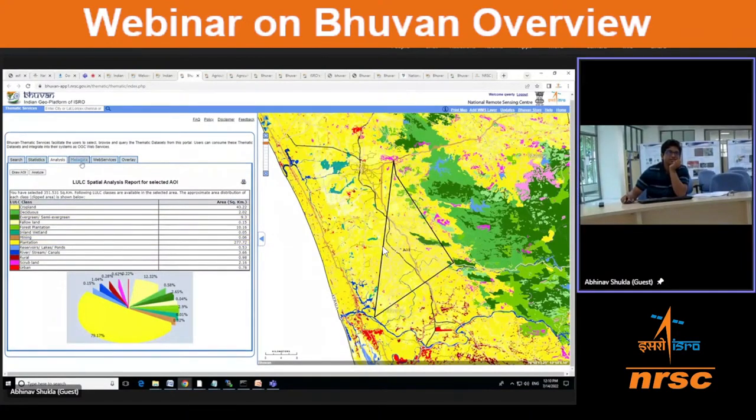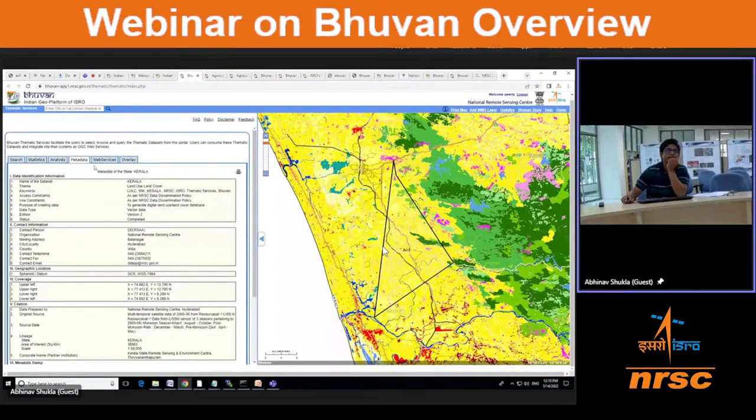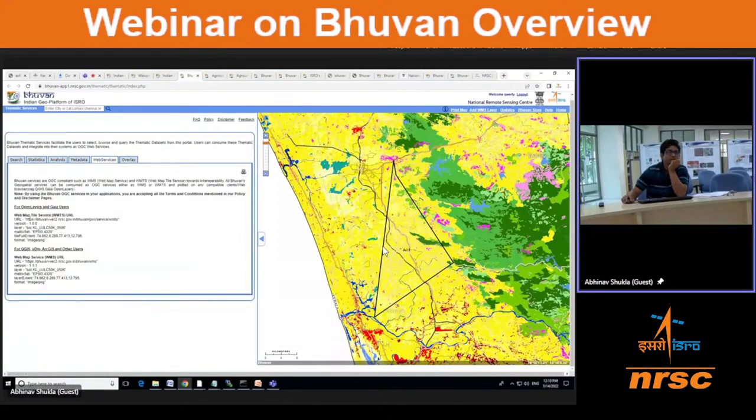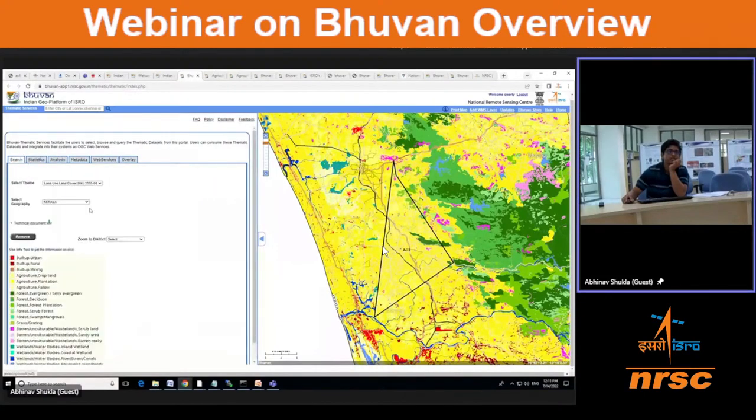The metadata of the land use land cover data. Similarly, here also we are providing the web map tile service and web map service for fetching the data for any use in GIS applications. So here some other themes are also there. We can get wasteland data also.